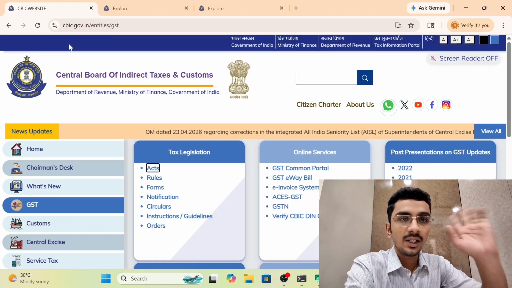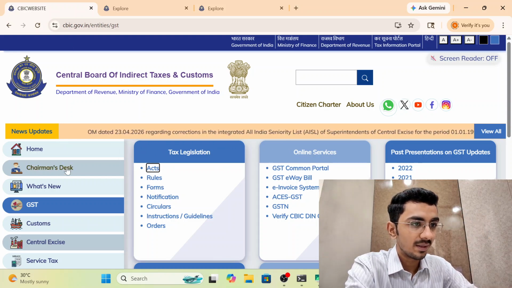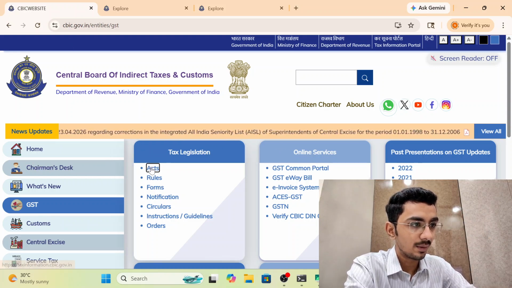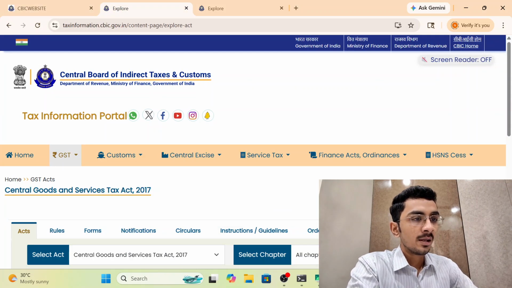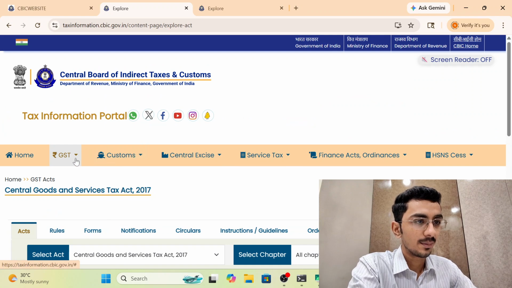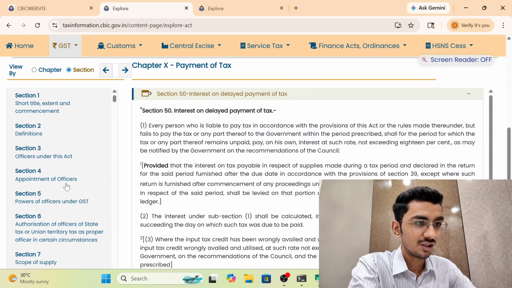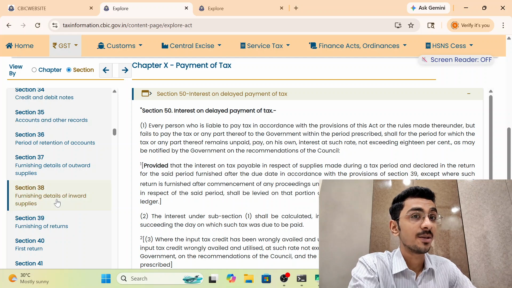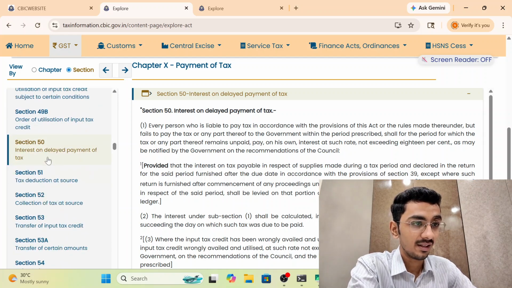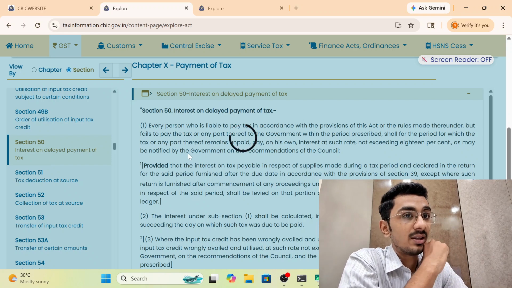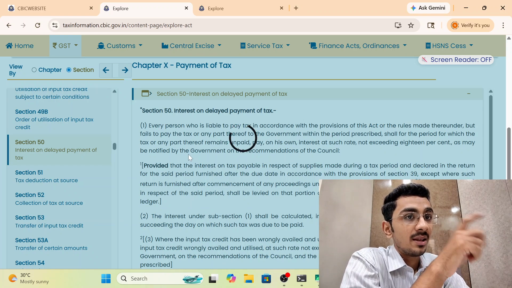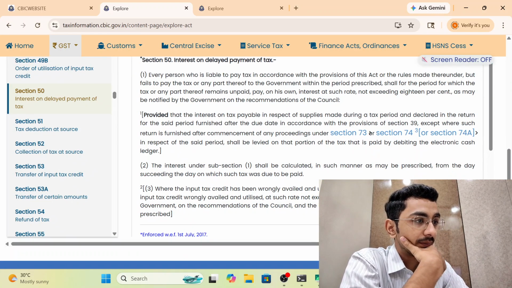You have to come to the CBIC website, come to GST, and come to Acts. Once you come to Acts, you will find the section numbers. You just have to navigate to section number 50. In section 50, you will find there are three subsections, and for the first subsection, there is a proviso to it.